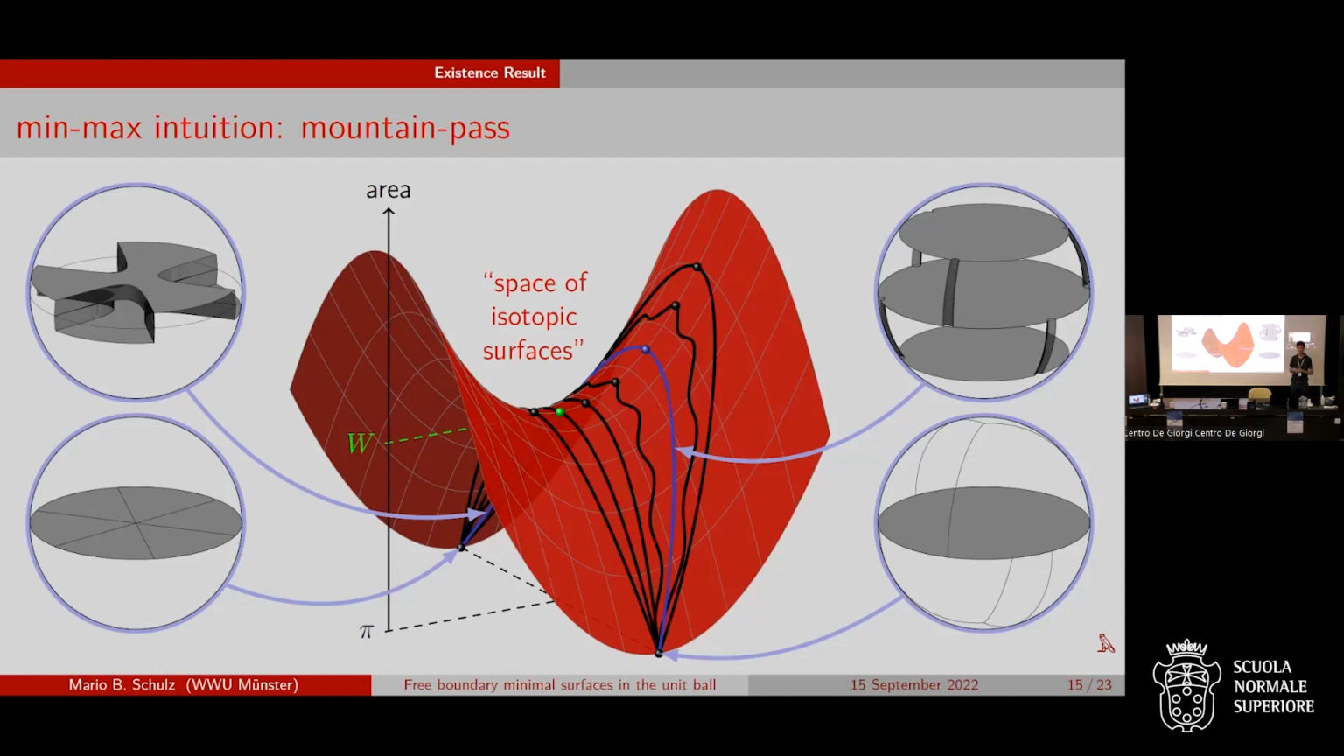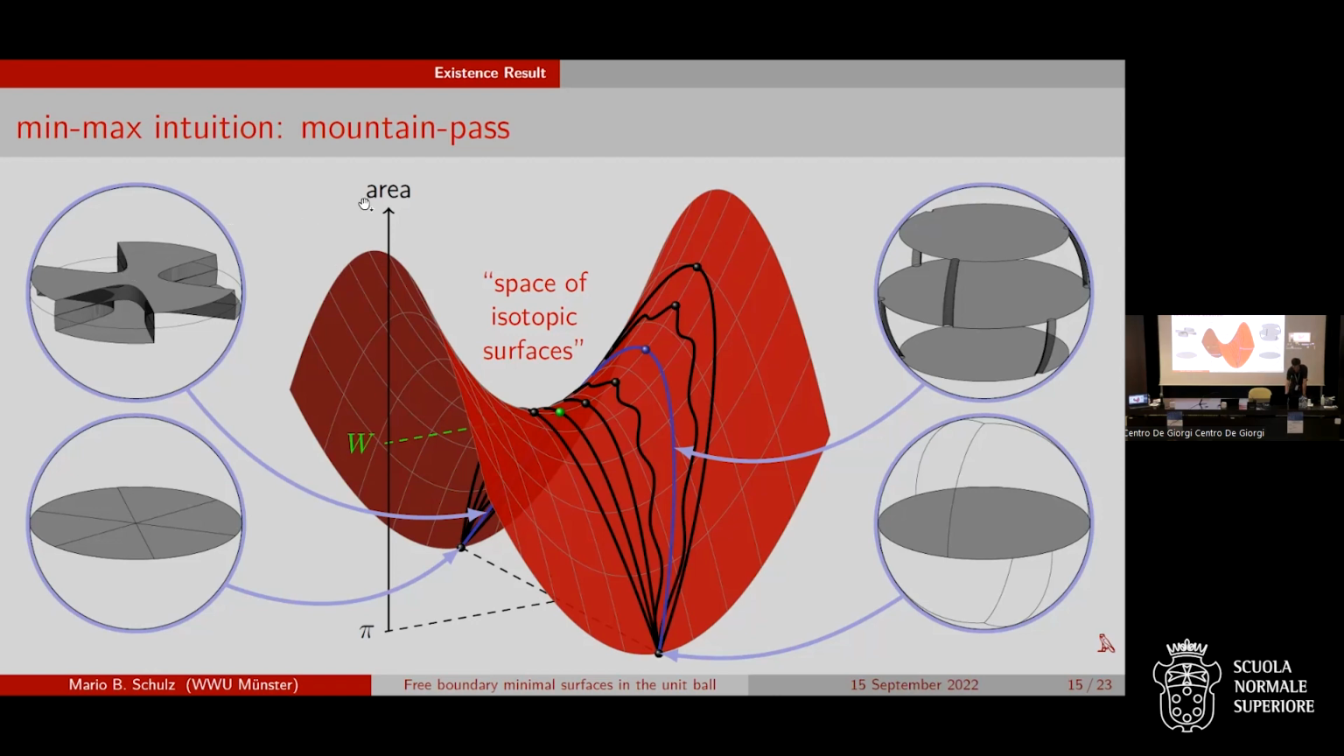So this picture is the reason why min-max works, right? This picture is a two-dimensional situation, but the miracle is it actually does work in infinite dimensions, as the space of surfaces. That's the strength of this procedure. It's not only in this two-dimensional mountain pass intuition where it makes sense, but it actually works in this infinite dimensional space of all surfaces. Okay, so this is the picture.